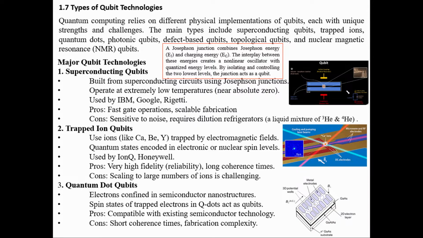Cons are sensitive to noise this way. This is a qubit technology, and it needs very low temperatures, that is milli-Kelvin temperatures. Okay, how is the information we are giving encoded in these qubits? The Josephson energy, EJ, and the charging energy, EC, interact with each other and generate the oscillating energy. In that, the energy levels are very discrete. That way you can generate the quantum bit.